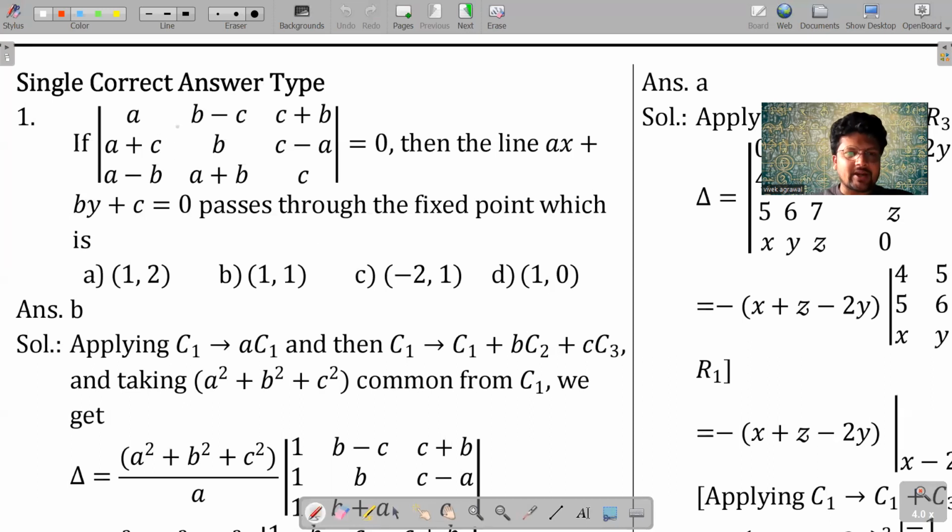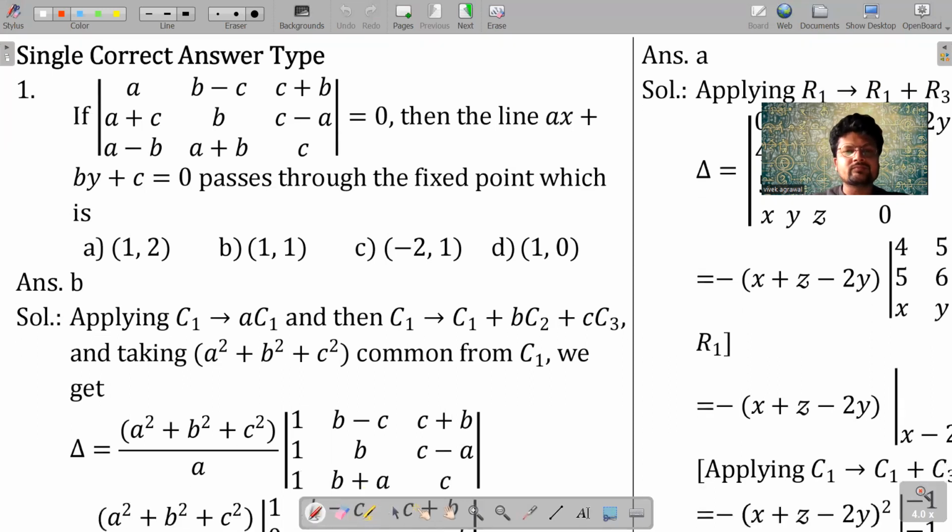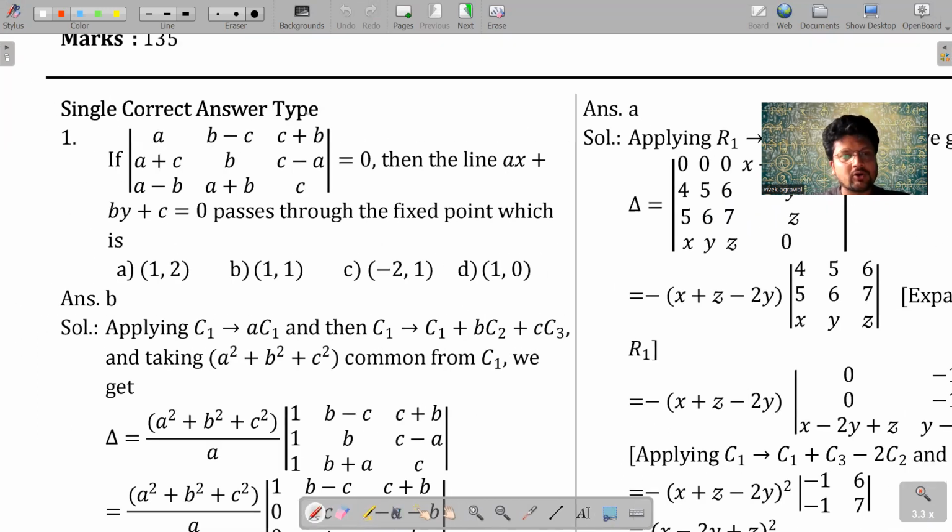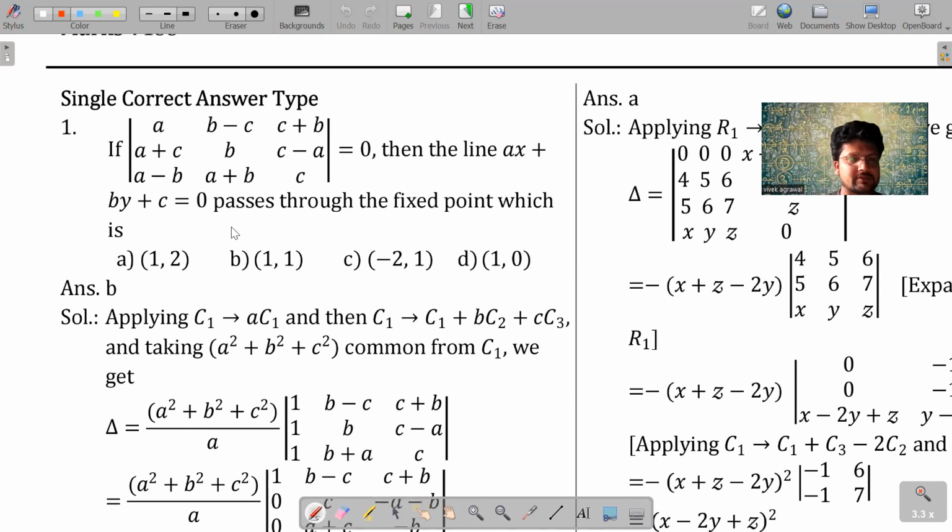So instead of solving this determinant directly, we first apply row and column transformations. Although you can expand it directly as well, we never prefer that, because the expression you will get will be all messed up, you will not be able to factorize it clearly, and it's going to take a lot of your time. So generally we apply row and column transformations, and for that you have to apply your brain.